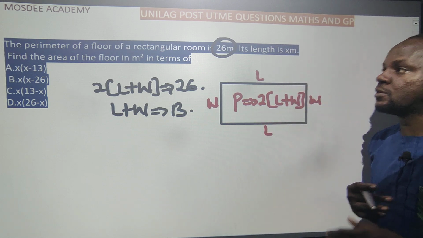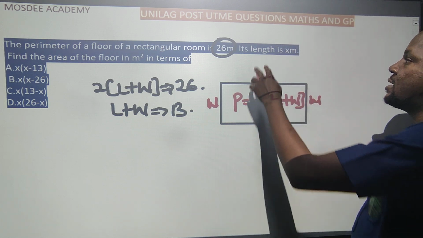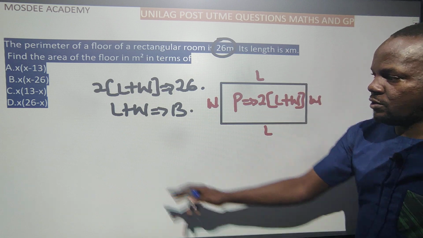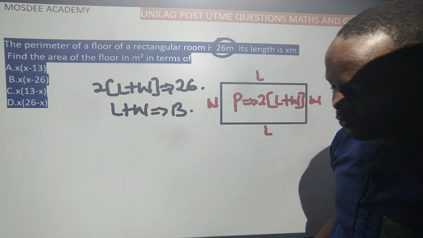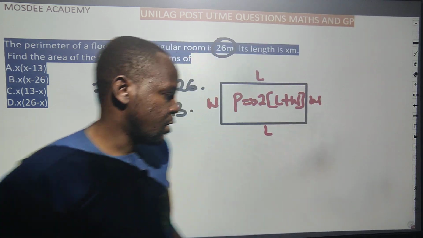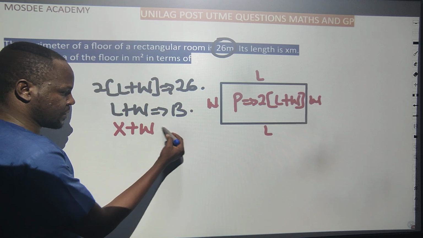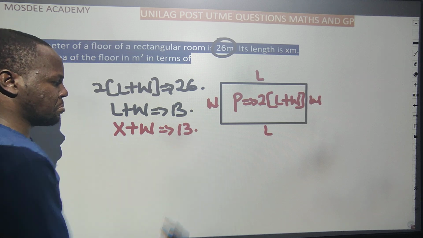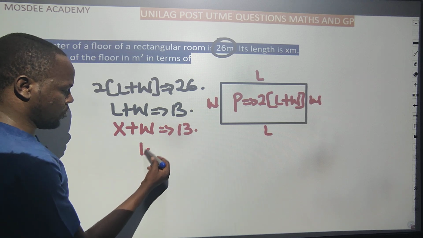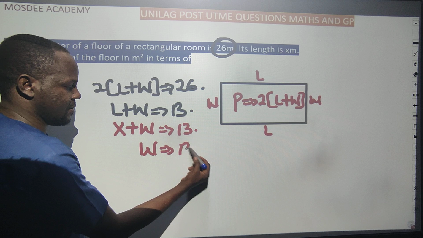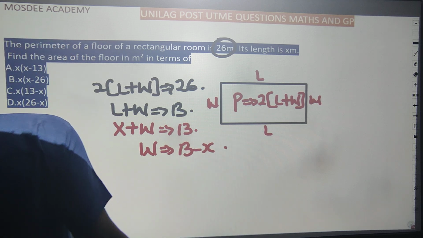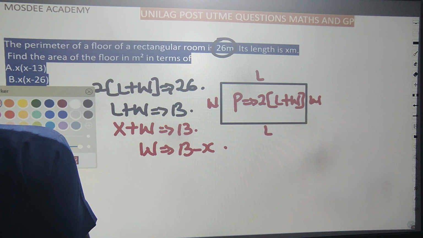Now, L plus W is equal to 13. The next statement says its length is x. So where we are saying L, we are changing it to x. I hope students are there. So we can say L, which is now x, plus W is equal to 13. We can make W subject of formula. W will now be equal to 13 minus x. Keep that in mind. It's important in solving the rest of the question.